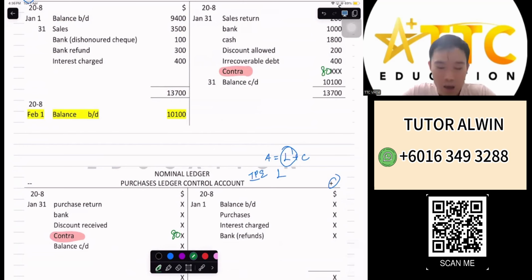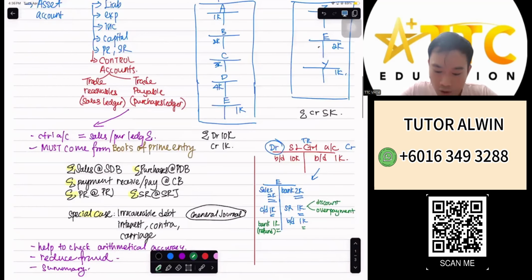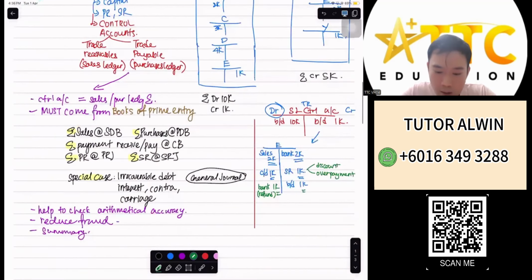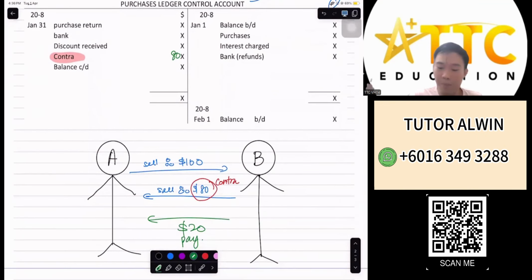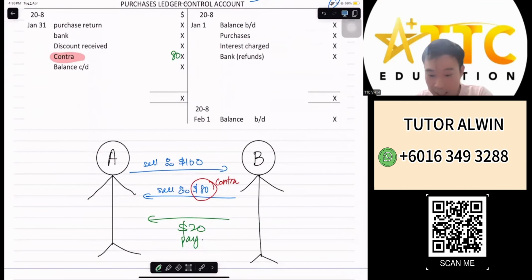That's all. Okay? So the purchase ledger control account and sales ledger control account are among the popular questions to ask in your exam, especially for paper 2. If you know the basics and have the understanding as well, it is very, very easy to solve.